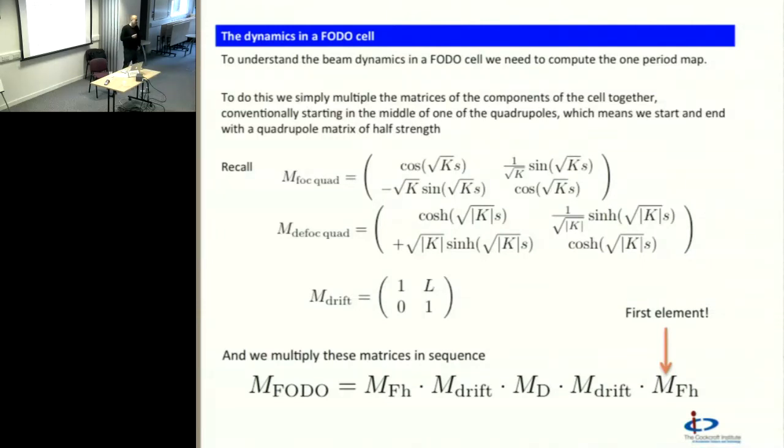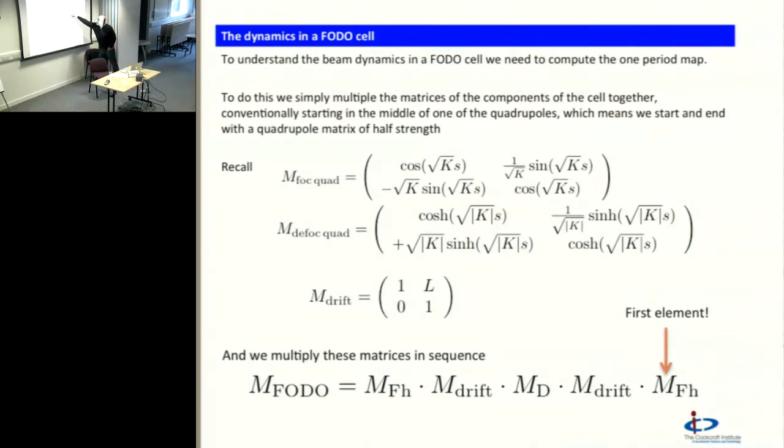So to do this, we multiply the matrices of the components of the cell together. Now, the convention is that we start halfway through a focusing quadrupole. You'll see why in a second. This confused the hell out of me. But you start halfway through a focusing quadrupole. So you have half a quadrupole matrix, a drift, the whole defocusing matrix, a drift, and the other half of the focusing matrix. So you begin and end in the middle of a focusing quadrupole.